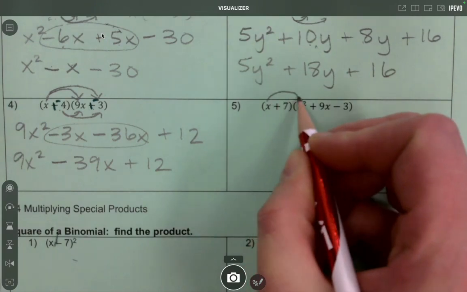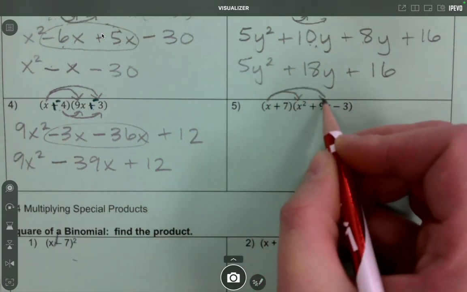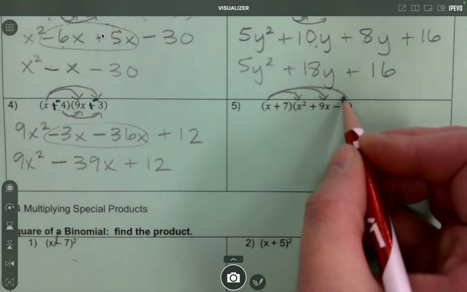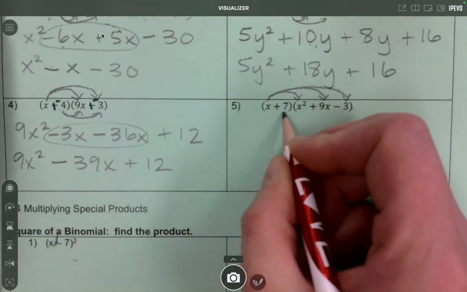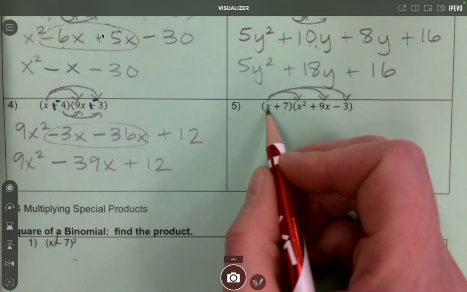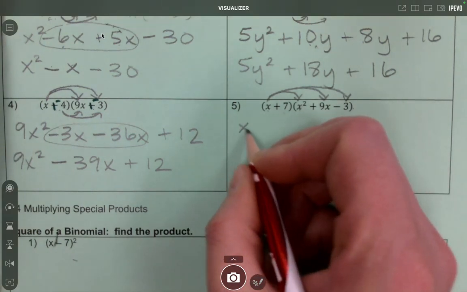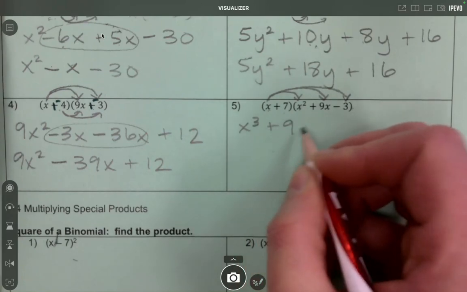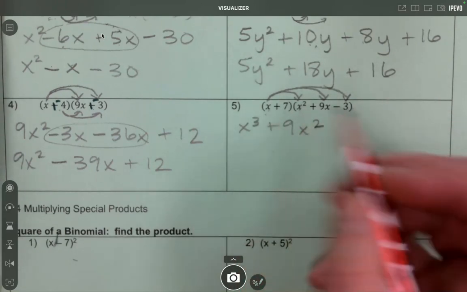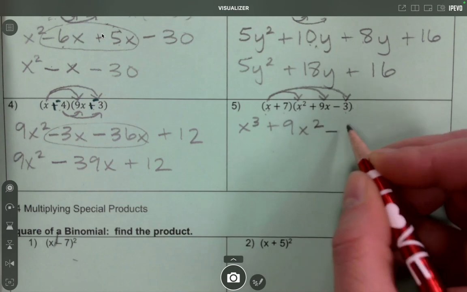I still take the x, and x is going to play every single person, or maybe it's wrestling or something, right? They're going to wrestle every single person on the other team, and then we're going to do the same thing with the 7. So x times x squared is x cubed. X times 9x is going to be a 9x squared. X times a negative 3 is a negative 3x.